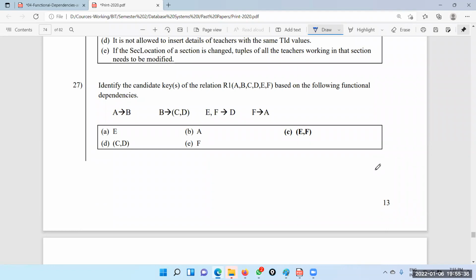Okay, right. So let's see. It's very easy. 27, E. Okay, let's see whether it's E. Right.